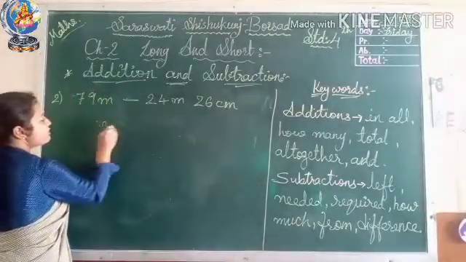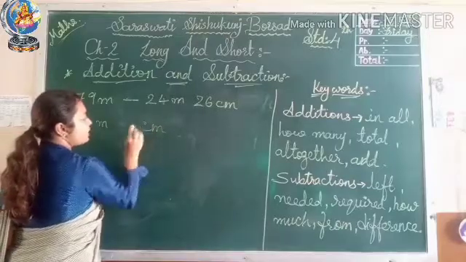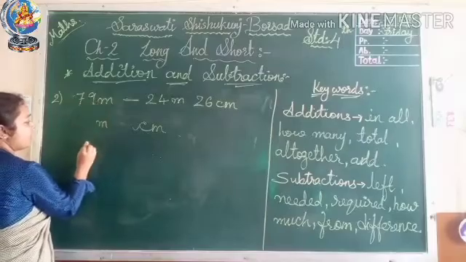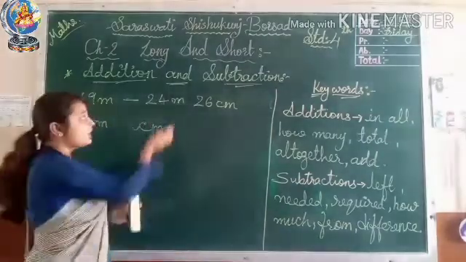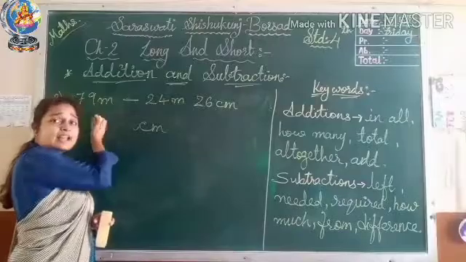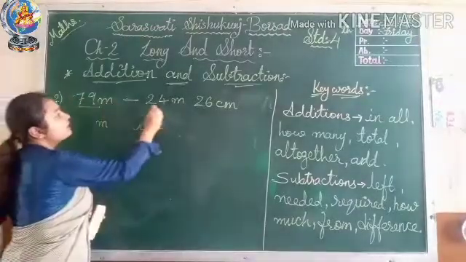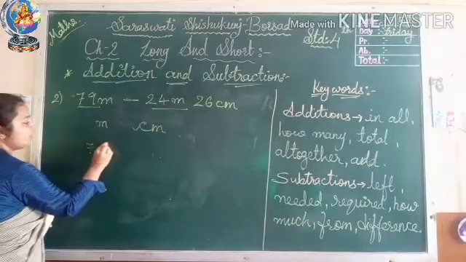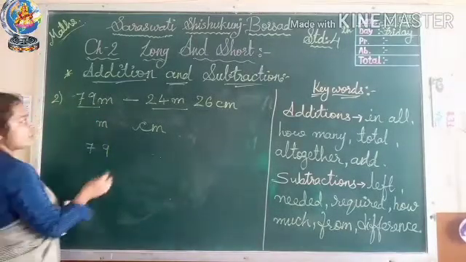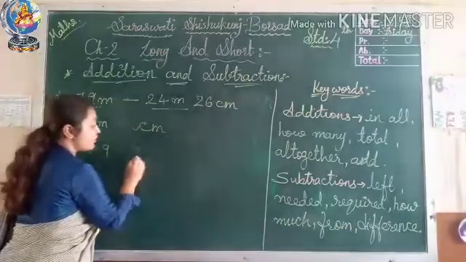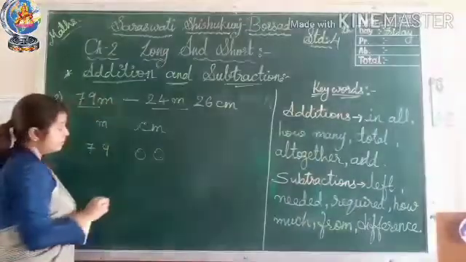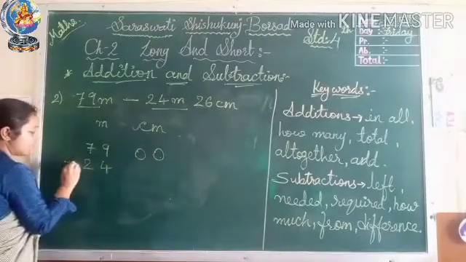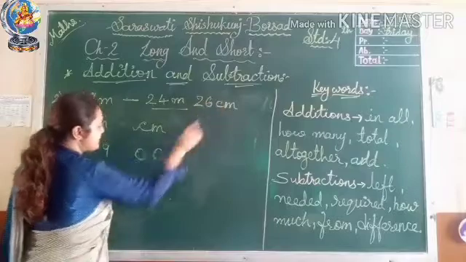First of all, we will write in meter and centimeter as we are doing in all the sums. Then write 79. But before, in the previous sum, we had written from the other side. Now why from this side? Yes, because 79 is bigger than 24. So we will take 79, which is given on your left side. 79 centimeter is not given, so you can write 0 0 here. Then 24 meter, the minus sign is already given to you, minus 26 centimeter.